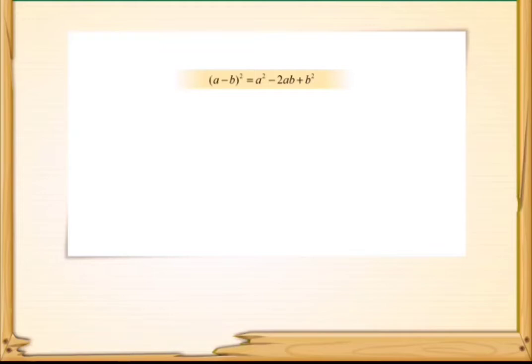Consider the equality shown here. Let us find out whether this equality is an identity. Take the left-hand side, which is equal to (a minus b) whole square. It can be written as (a minus b) multiplied by (a minus b). By using the distributive law, it can be simplified to a multiplied by (a minus b) plus b multiplied by (a minus b). On further simplifying this expression, you get a square minus ab minus ba plus b square.